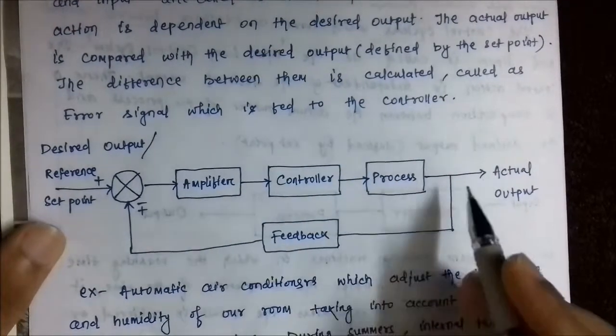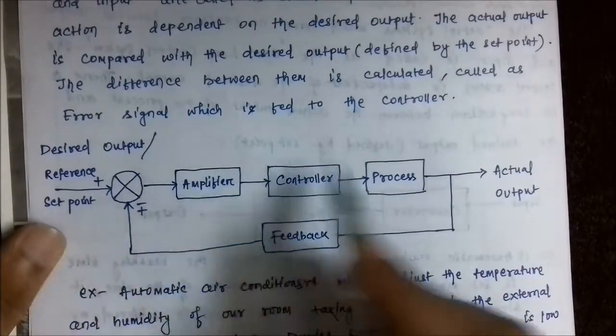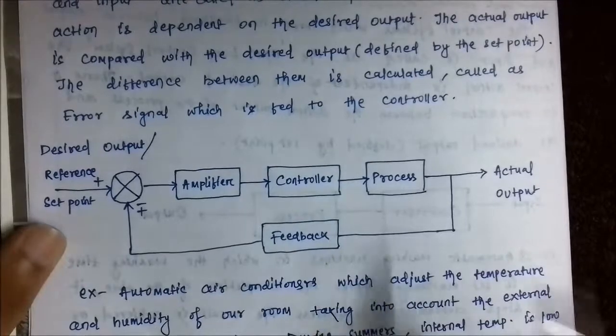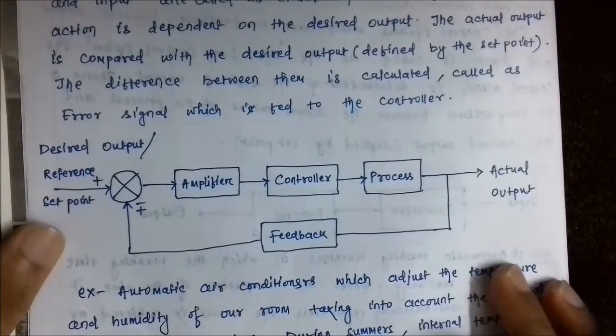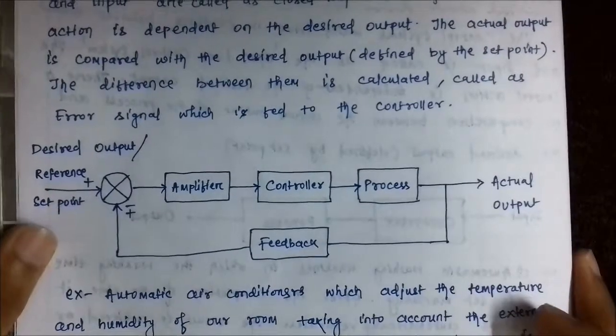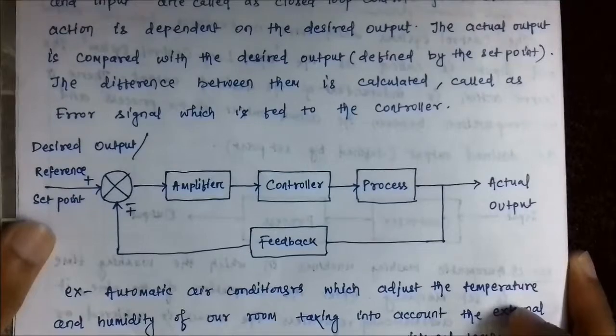As there is a feedback connection from the output back to the input, a closed loop path is formed. That's why it's called a closed loop control system. Now let us compare the open loop control system with the closed loop control systems.